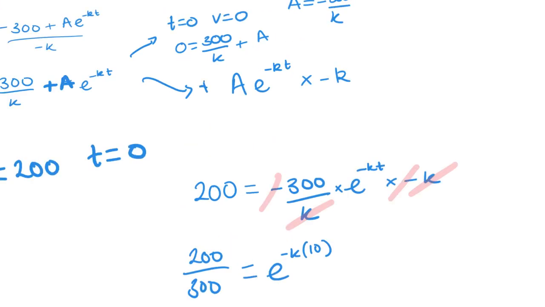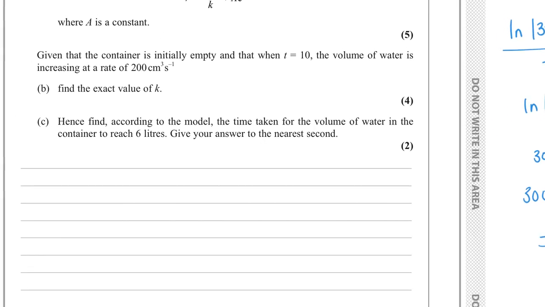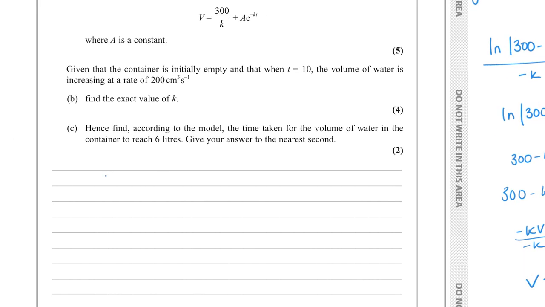Yeah, just to make this clear, this is dV by dt here. And then that was just v. That was from the initial information, okay? Brilliant. So then it says hence find. So now we know that v equals 300 over k plus, and what was our a? Minus 300, wasn't it? So what is it? 300 over minus 1 over 10 ln of 2 over 3.